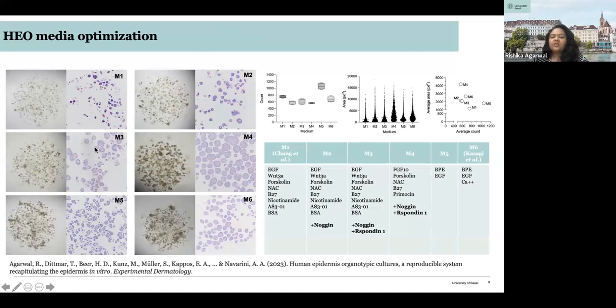And so I tested a lot of different growth factors and eventually found that media 4, which contains specifically noggin and R-spondin, which have a role in the Wnt pathway, are really essential for formation of the organoids. And already in this image, you can see that these organoids are large and well-formed.